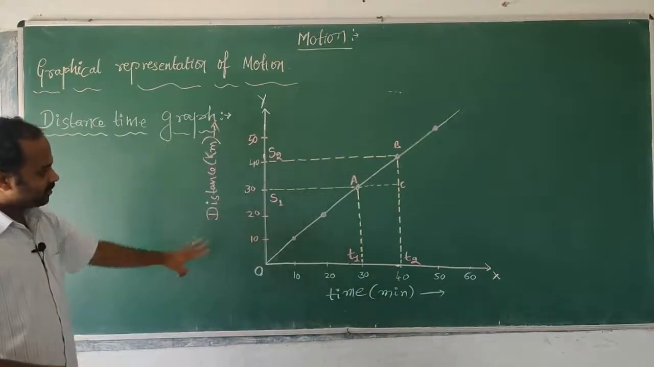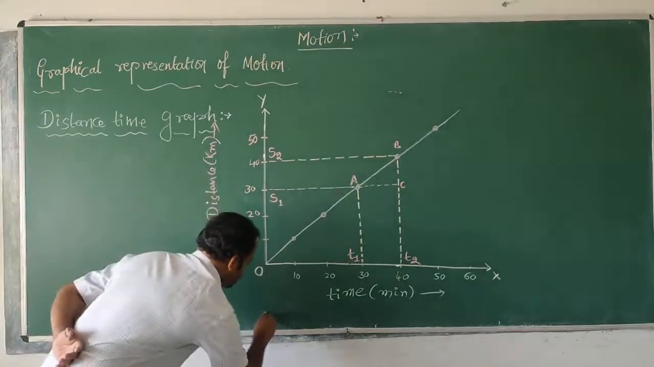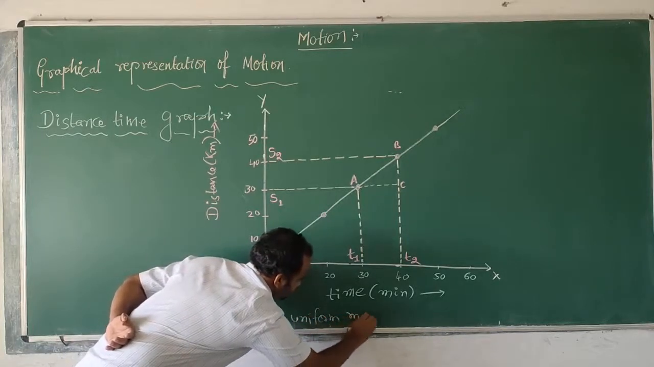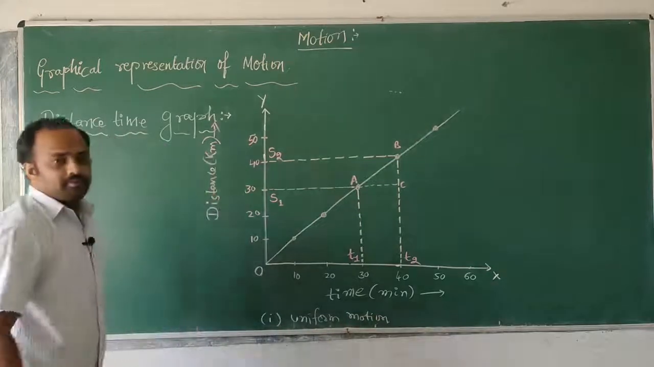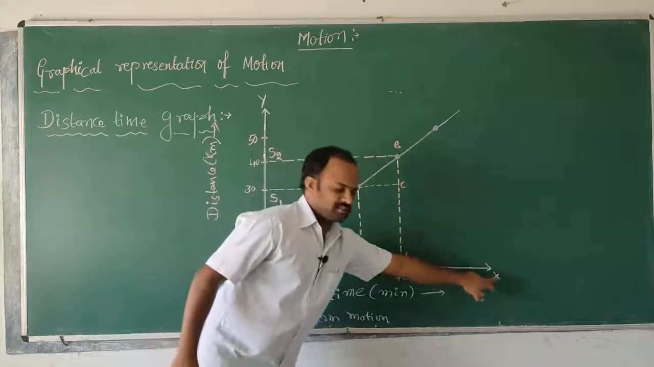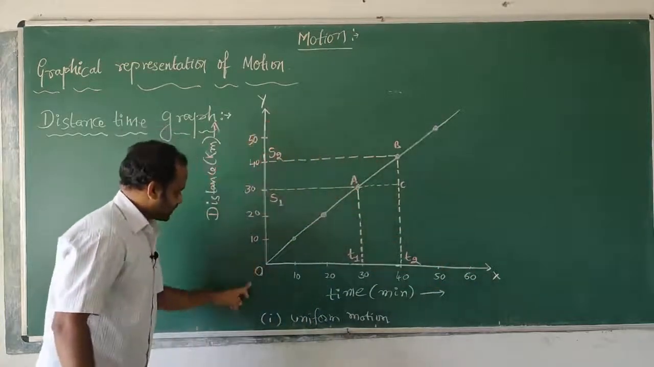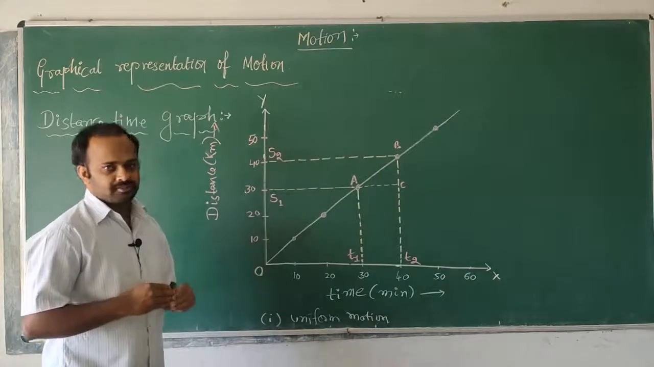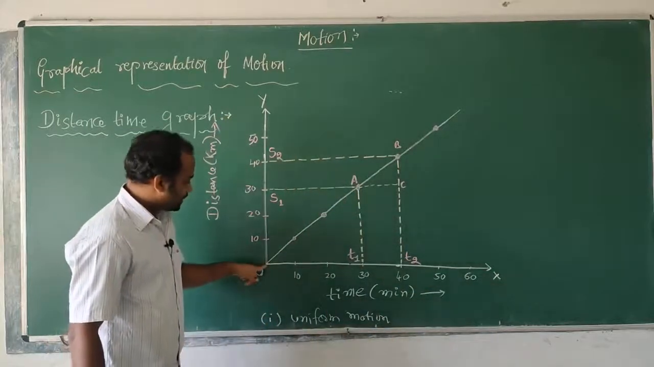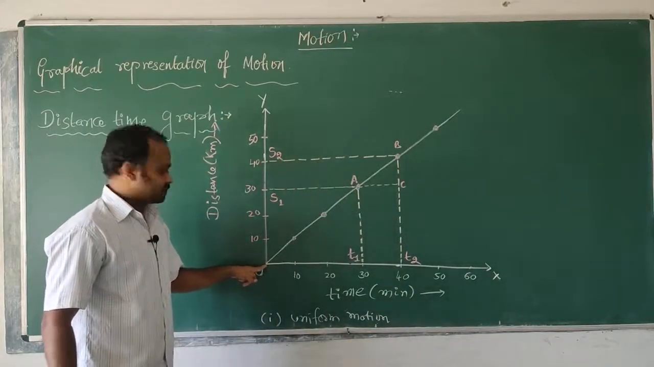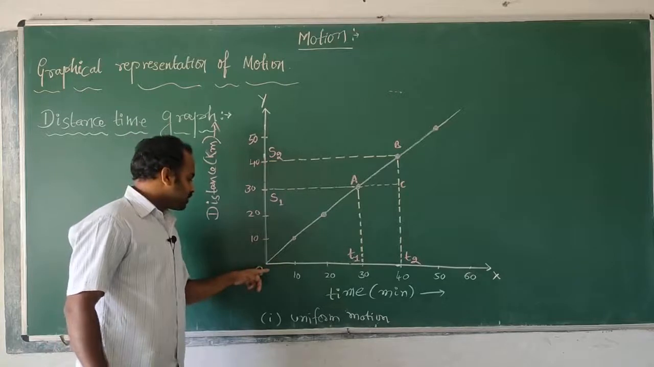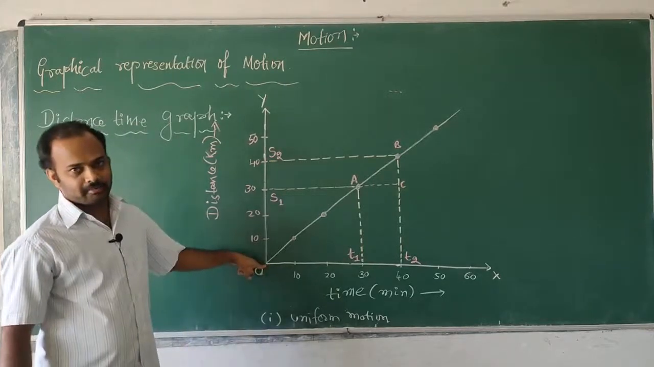Okay, this distance time graph is for uniform motion. Look here, this is the x axis and this is the y axis, where they intersect. Intersect means they cross each other. Where the y axis and x axis intersect, this is called the origin. We call it the intersection point. This is also the reference point.